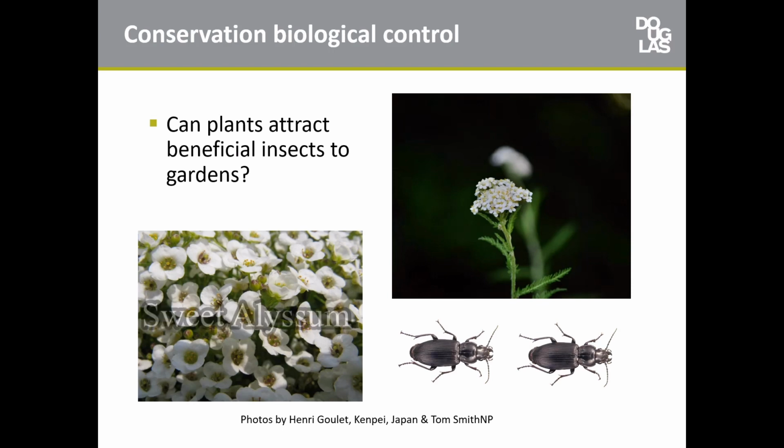At the bottom left you see sweet alyssum, which is a plant that's used in commercial agriculture in various places to attract beneficial insects. On the right you see yarrow, which is a plant that the Institute of Urban Ecology has done some research on in the past.